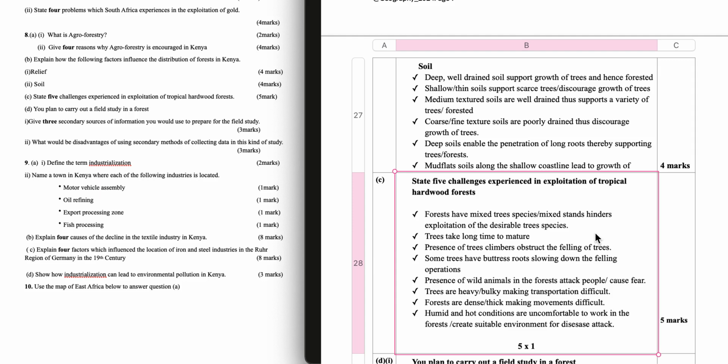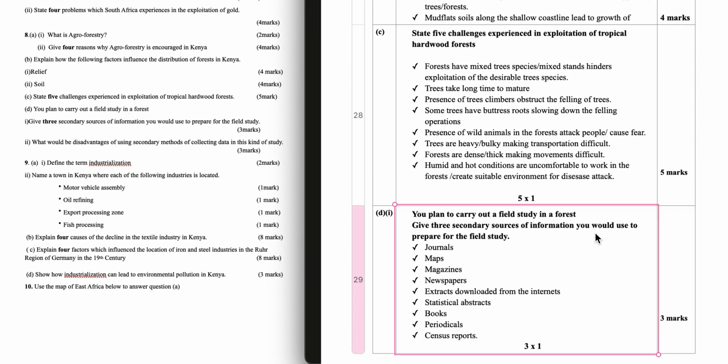Question 8d1. You plan to carry out a field study in a forest. D1. Give 3 secondary sources of information you would use to prepare for the field study. Journals, maps, magazines, newspapers, extracts downloaded from the internet, statistical abstracts, books, periodicals, census reports.